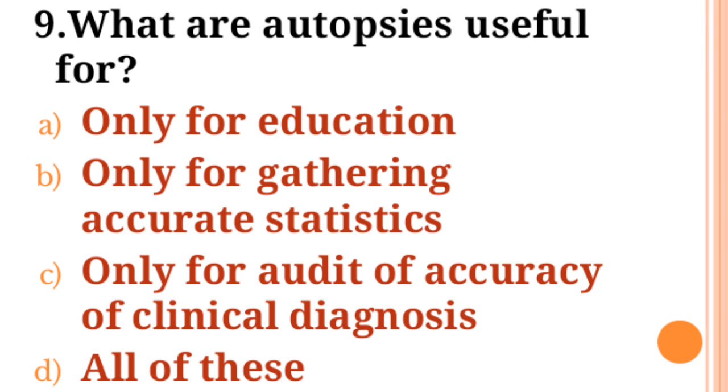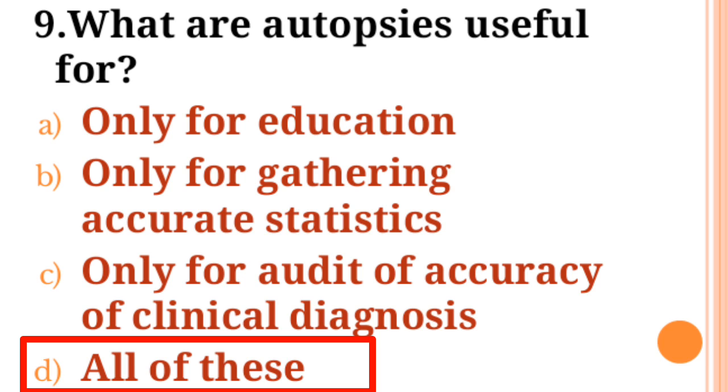Next question. What are autopsies useful for? Options: A. Only for education, B. Only for gathering accurate statistics, C. Only for audit of accuracy of clinical diagnosis, D. All of this. Answer is D. All of this.